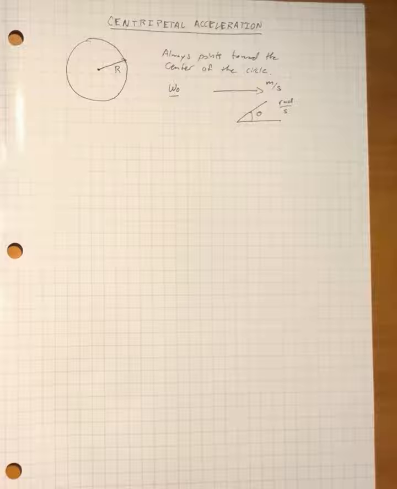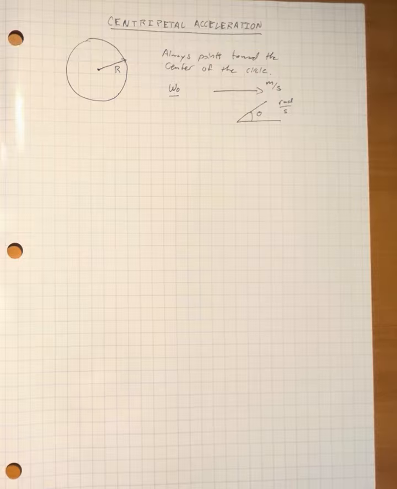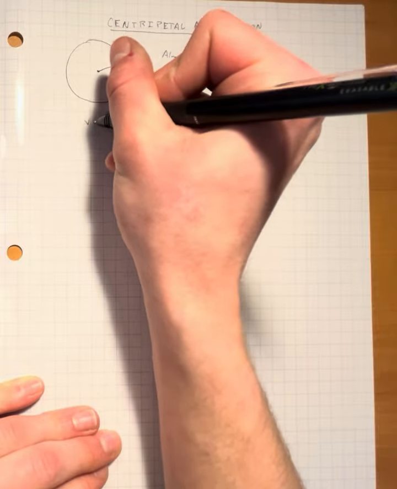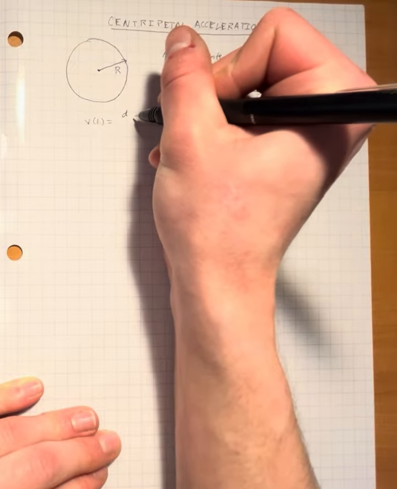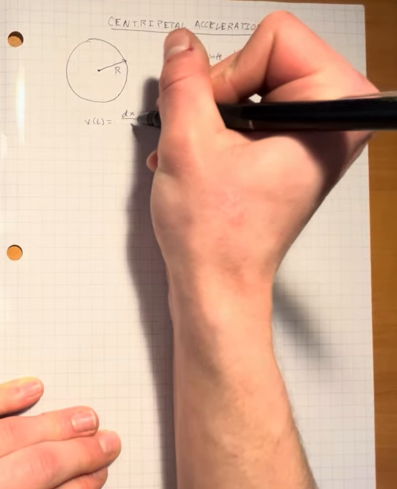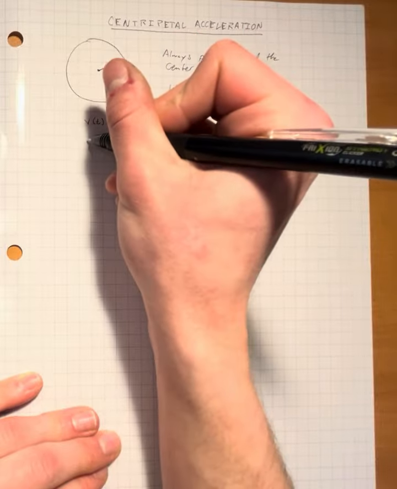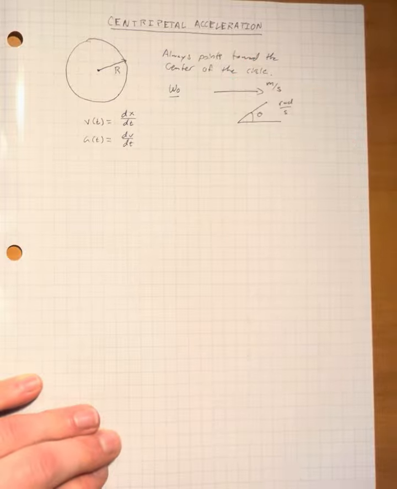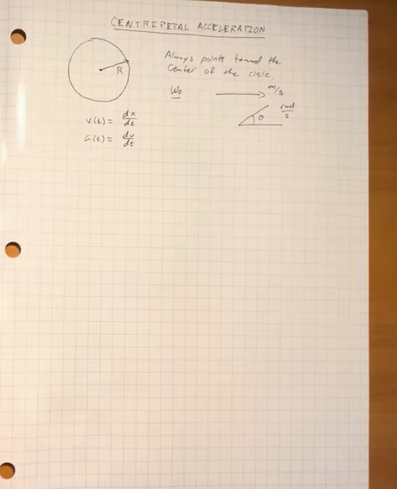So now we can get to deriving centripetal acceleration. What we're going to do is use our calculus definitions of position, velocity, and acceleration. Those say that velocity is equal to the derivative of position with respect to time, and acceleration is the derivative of velocity with respect to time. These are on your equation sheet, and they're the same calculus definitions that we used to derive the constant acceleration kinematics equations, if you remember that.